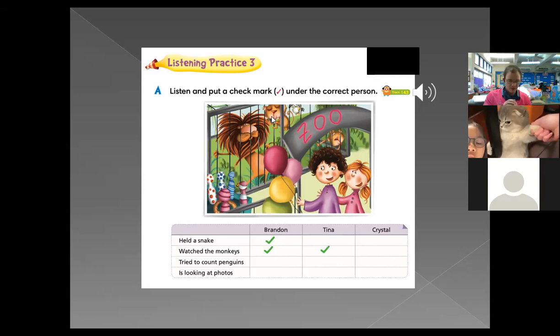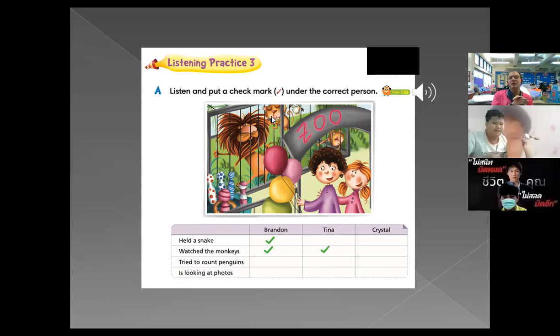The third one. Who tried to count the penguins? There was a competition or a contest and they had to count the penguins. Who took part in the contest? Brandon, Tina, or Crystal? Tina and Brandon. Tina and Brandon, excellent. Yes, definitely. They tried to win, but it was very difficult because there were a lot of penguins.